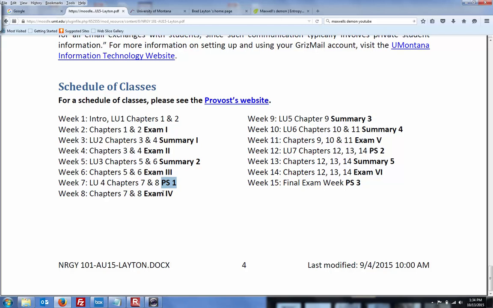And then week 8 will be chapters 7 and 8. I'm going to go over chapter 7 today. I'm going to let Tim do chapter 8 next week because I will be in Washington, D.C. for my National Science Foundation grant.